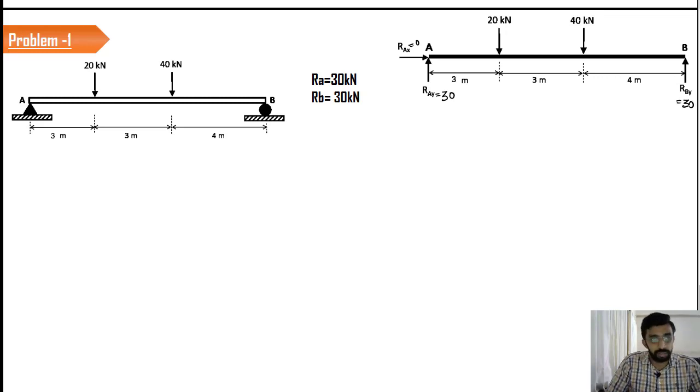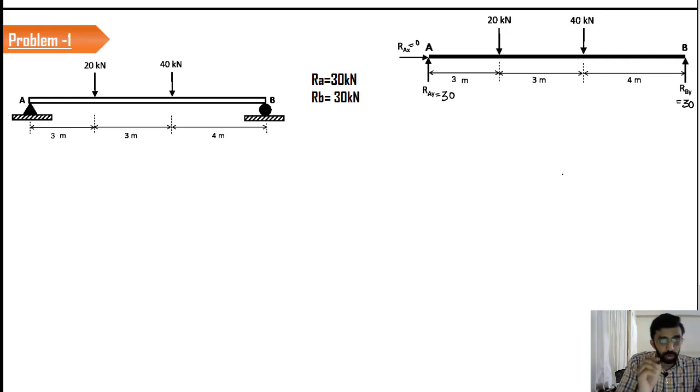So this is the reaction side. Now I will do one thing. I can draw it over here on this side, downward I can draw, or this side. Both will be okay. So for the time being, I will construct the SFD and BMD on the right hand side, left hand side, and the correct calculations will be on the right hand side.